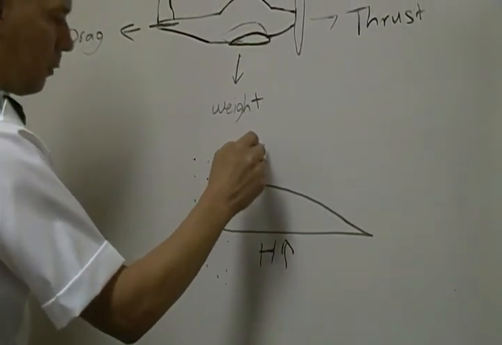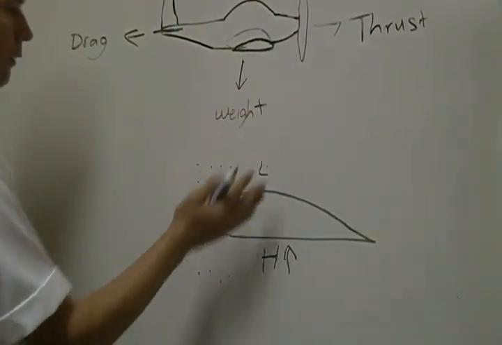Basically you have a vacuum on top of the wing, and that high pressure is trying to fill that vacuum, or that void.